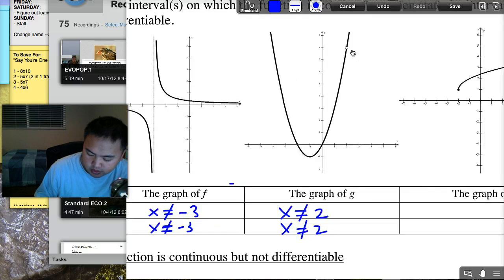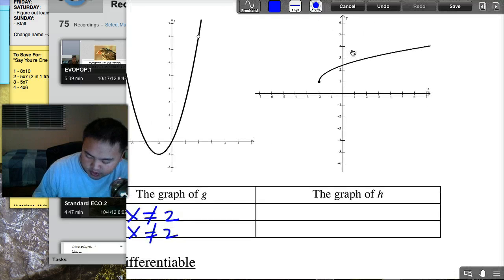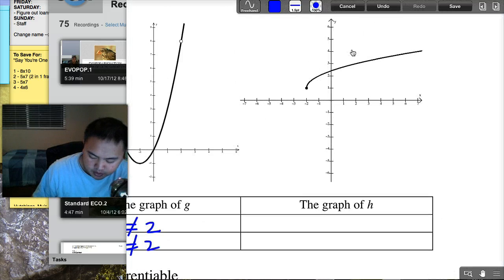Now let's look at this one. This one's going to be a little bit different. This is the graph of a square root function. Now, where is this continuous? Well, it's one continuous line, including -2 because I have a closed dot. So this is continuous everywhere when x is greater than or equal to -2.